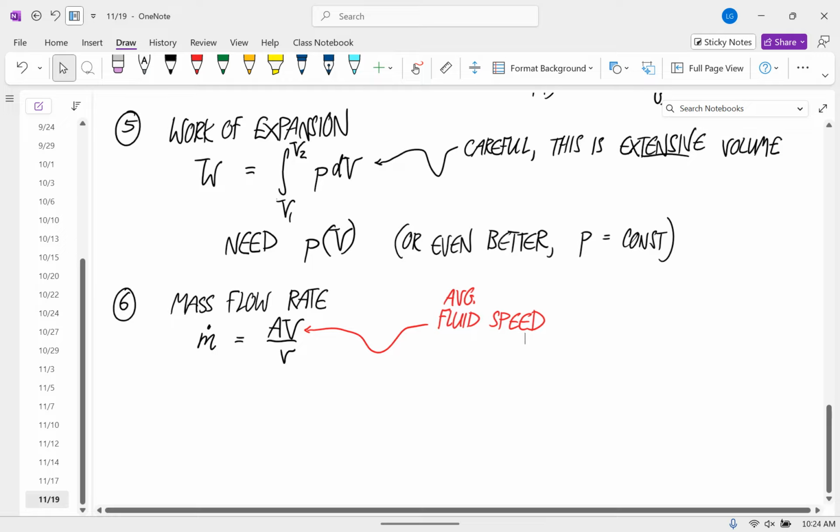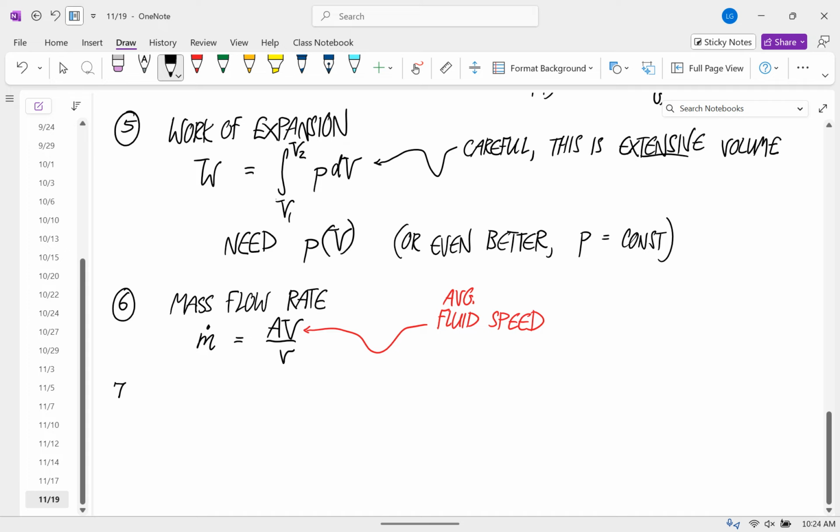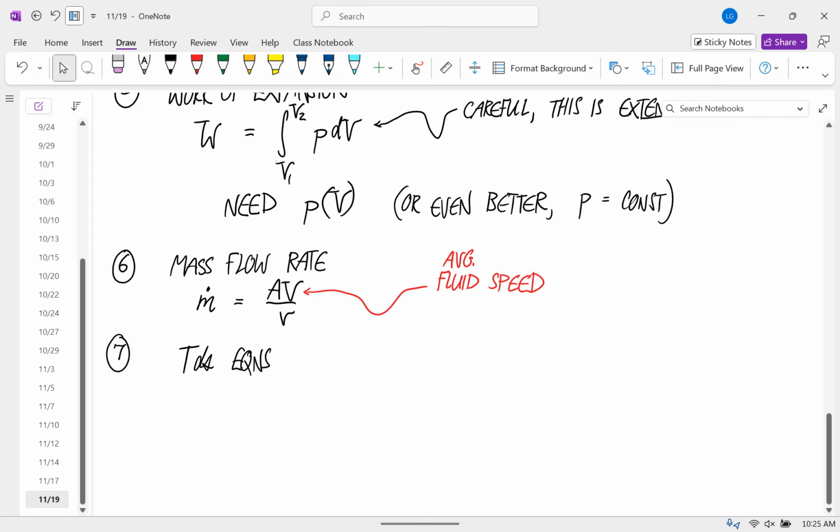Okay, so number 7. Well, we don't use this too much in its full form. A lot of stuff that we use is derived from this, but this is the TDS equations. Let me write them down first. So TDS is equal to du plus pdv, and TDS is equal to dH minus vdp.